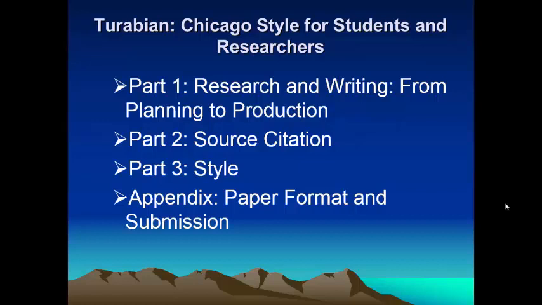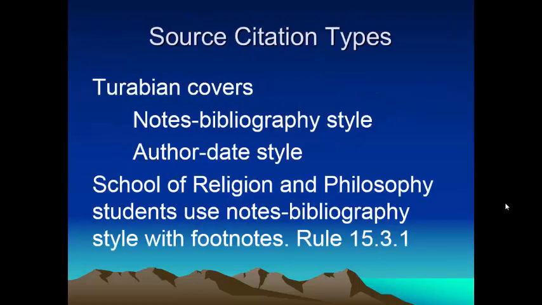Part 2 has to do with source citation. That is, how do you cite maybe a multi-part commentary on the Gospel of John, and many other things. Part 3 is style. This has to do with spelling, grammar, that kind of thing. The last section, the appendix, is general paper formatting and submission. Turabian covers 2 kinds of citation types, so don't get confused. There's the notes bibliography style and the author date style.